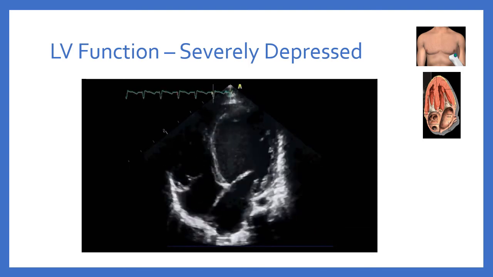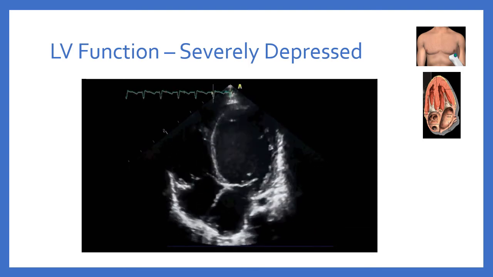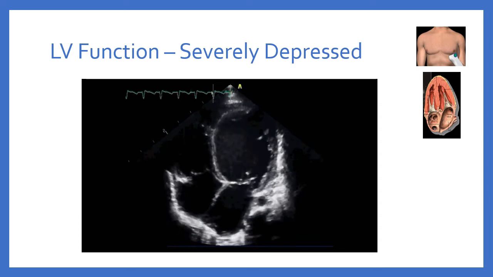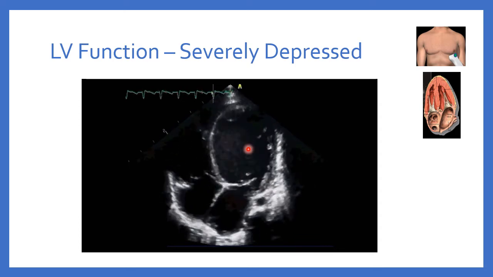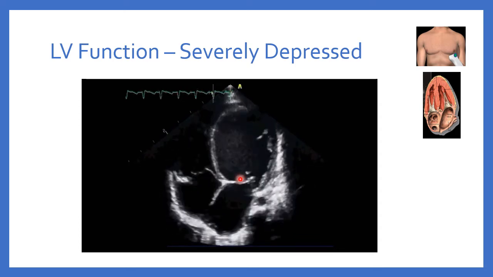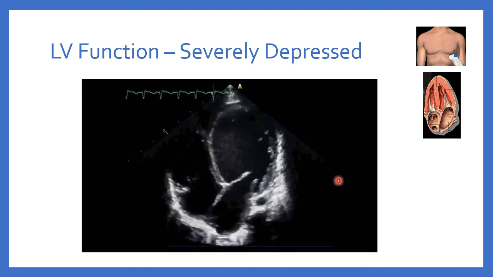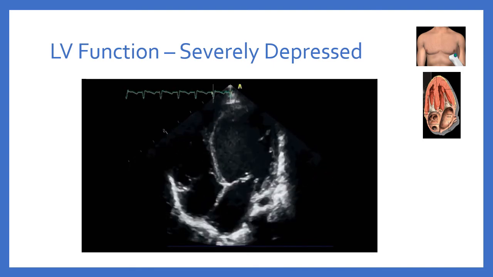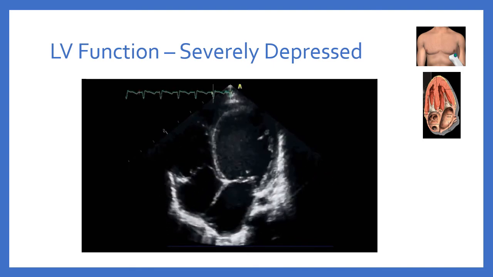Lastly, here's an example of an LV that is severely depressed in function. The LV is barely decreasing in size at all during systole. The mitral valve is barely opening at all. So this left ventricle is severely depressed.